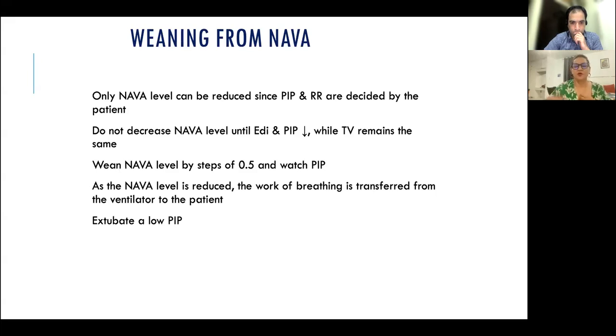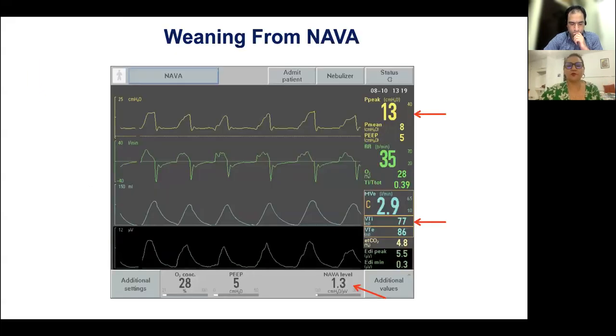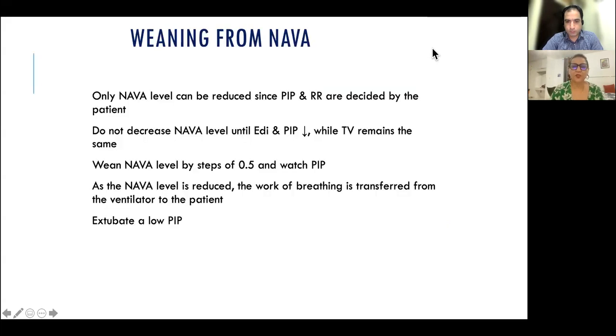So when do you reduce? When your EDI and PIP have reduced while the tidal volume remains the same. So you see your EDI has reduced, your PIP has reduced, but your tidal volume is good. So this is the time when you can start reducing your NAVA. This is important: you have come down on your EDI and PIP, but your tidal volume is fine.